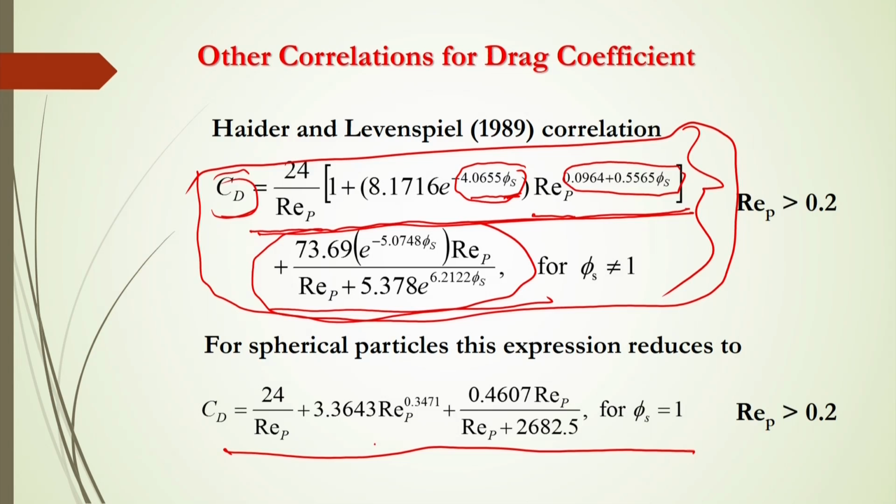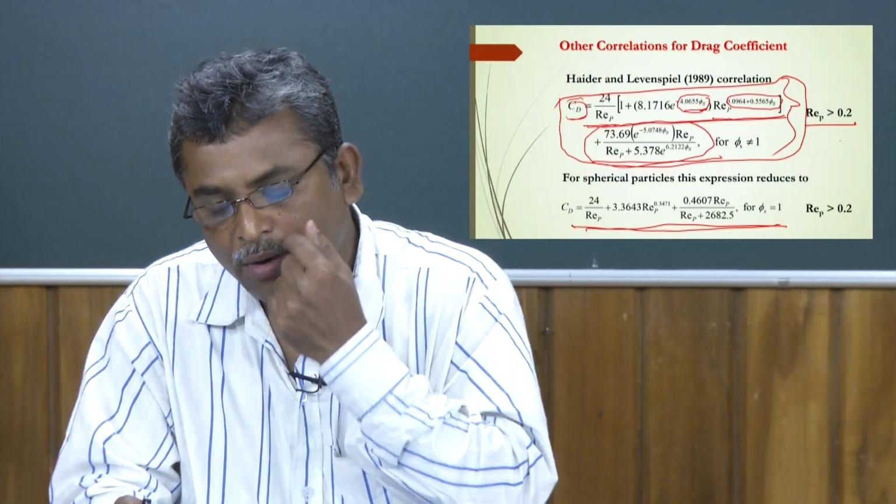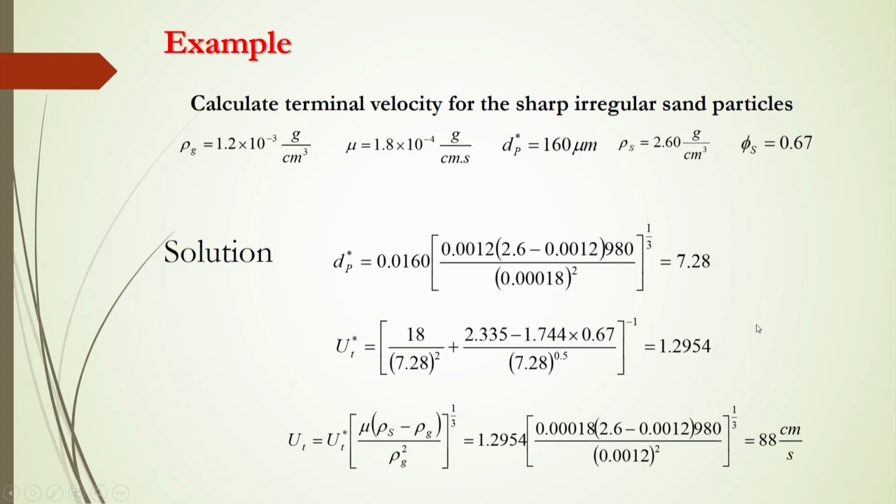If we put phi s equal to 1, then CD will be equal to 24 by REP plus this. So, from this equation you will be able to calculate what the drag coefficient should be. Of course, this drag coefficient correlation is limited to flow where REP is greater than 0.2. You cannot apply this correlation for Stokes condition, that means if the Reynolds number REP is less than 0.2.